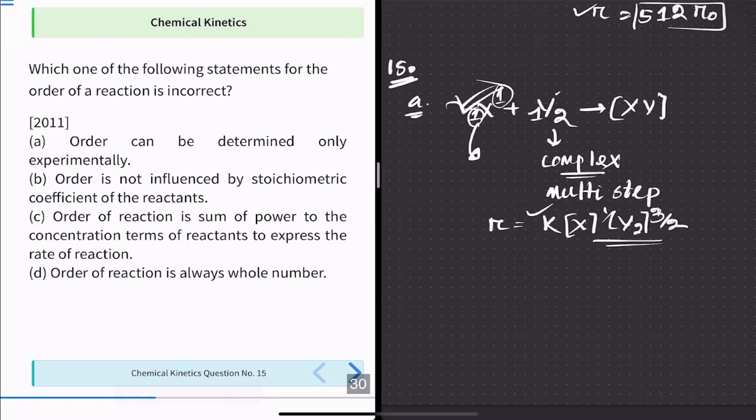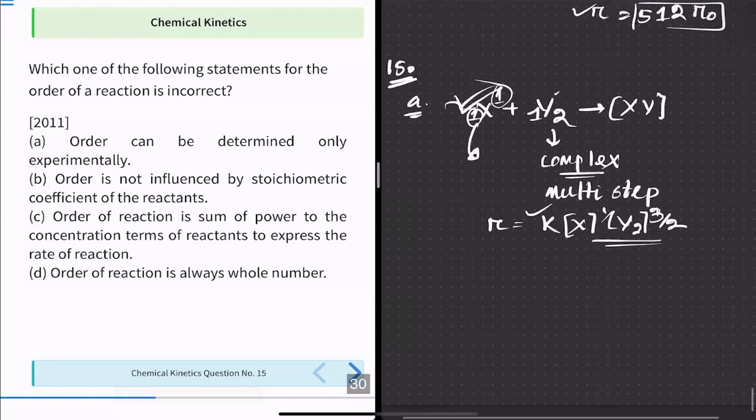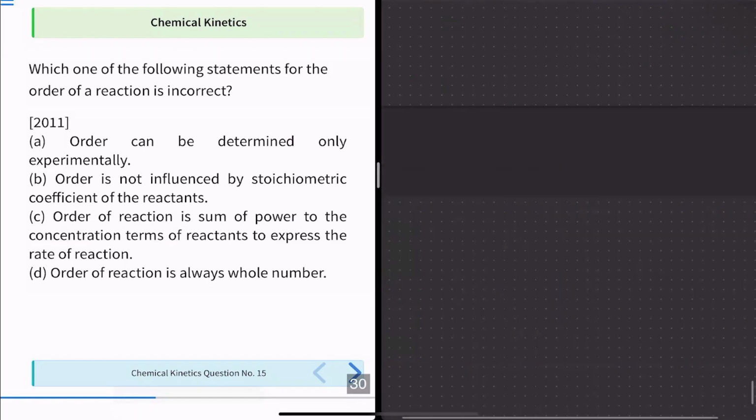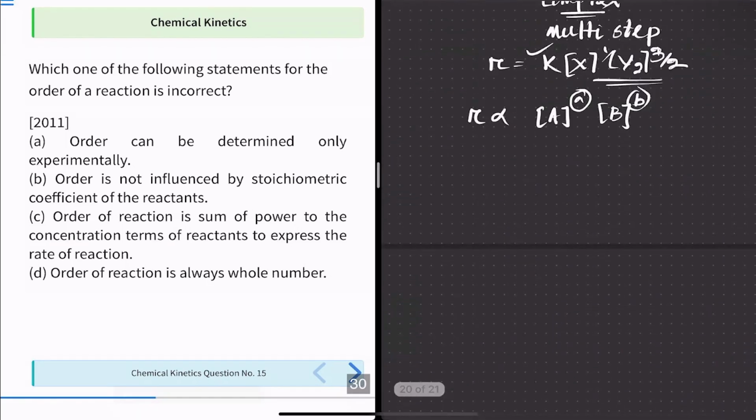C. Order of reaction is the sum of powers of the concentration terms of the reactant to express the rate of reaction. Yeah, it is correct, because if we write the rate law, if the concentration term has superscript A and concentration P term has superscript B, the order will be A plus B, the summation of the powers. So option C is also correct.